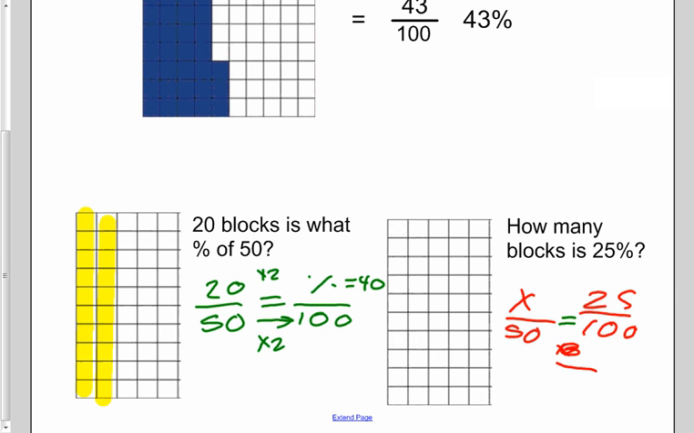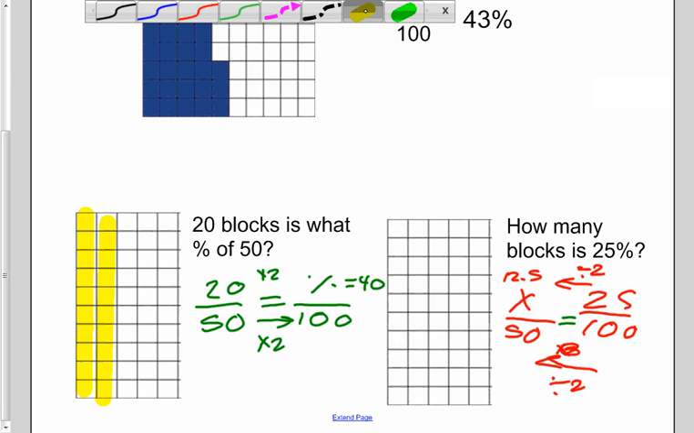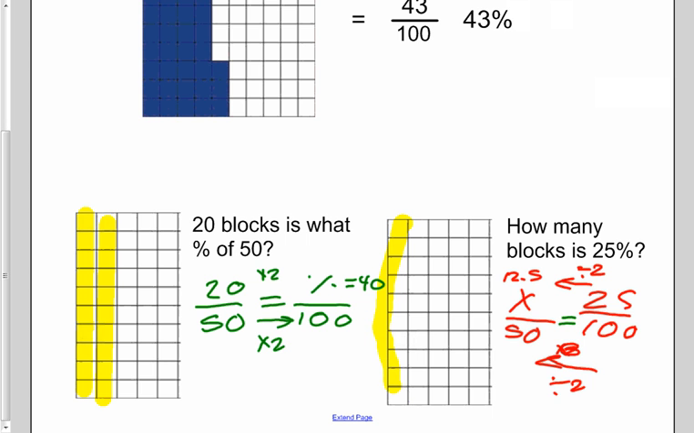Since we want to go this way, remember, always go towards your x. To get from 100 to 50, we're going to divide by 2. So we'll divide 25 by 2, and x would equal half of 25, which is 12.5. So if I wanted to shade 25%, then I would shade 12.5 blocks. All right, let's move on.